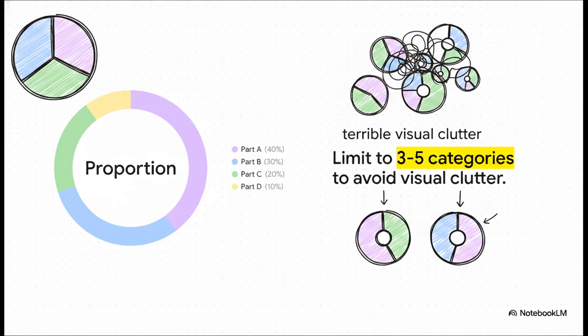But listen, there's a golden rule here that gets broken way too often in the corporate world. You have to limit these to a maximum of 3 to 5 categories. Anything more than that creates terrible visual clutter. It ends up looking like a sliced-up rainbow, which completely defeats that whole cognitive speed advantage we talked about earlier.